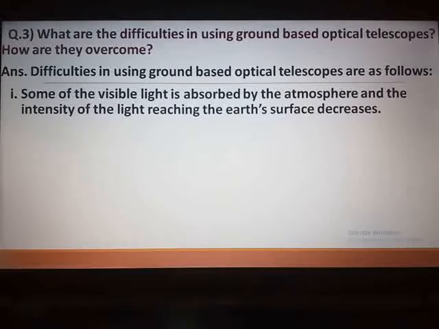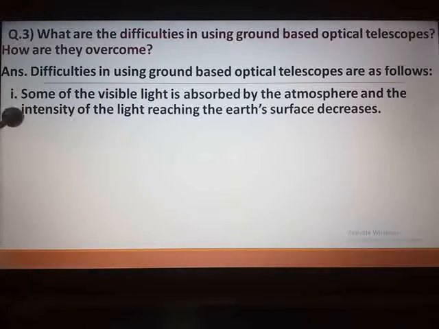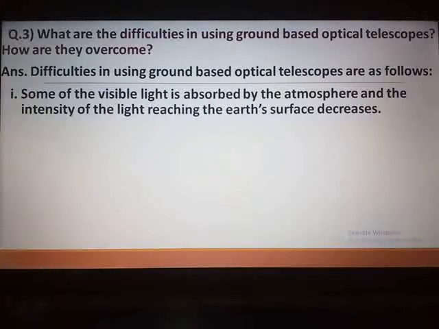You can see the second point in the textbook, during this journey. So skip that part. During this journey, some of the light is absorbed. So before light, add the word visible. That is your point number 1. Page number 213, second line: some of the visible light is absorbed by the atmosphere and the intensity of light reaching the Earth's surface decreases.